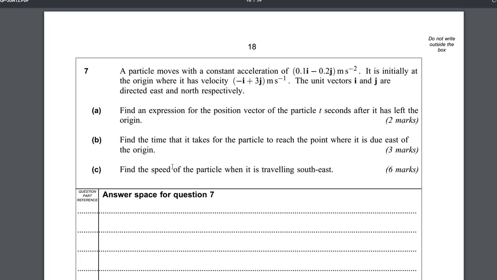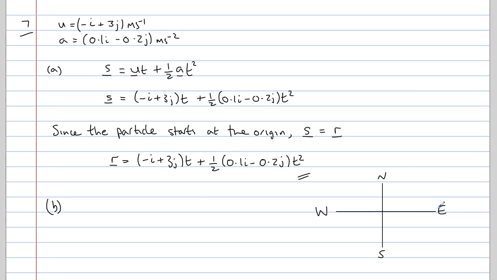In part B, we're asked to find the time it takes for the particle to reach the point where it is due east of the origin. So on my diagram with north, east, south and west, i is a unit vector to the east and j is a unit vector to the north. So if something is due east, it would be somewhere over here. And what that tells us is that the j component must be 0 and the i component must be positive.